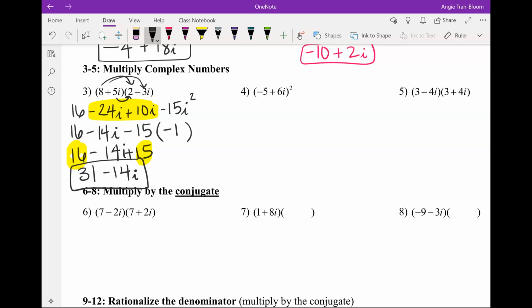Okay, you know what the common mistake is as I'm marking around? Guys, you can't just distribute the power 2. You have to write it out how many times? Twice. And FOIL, y'all.